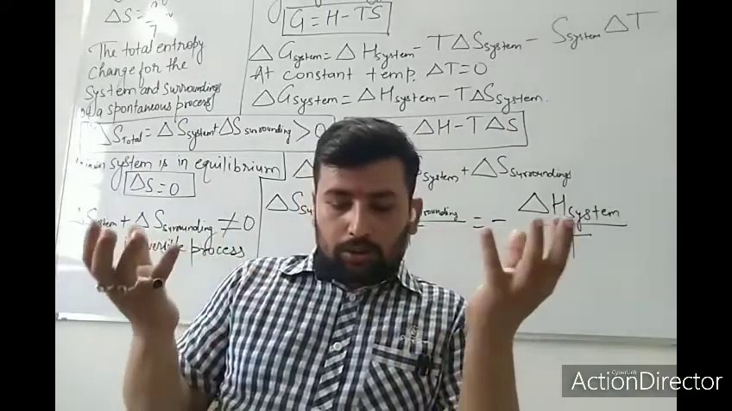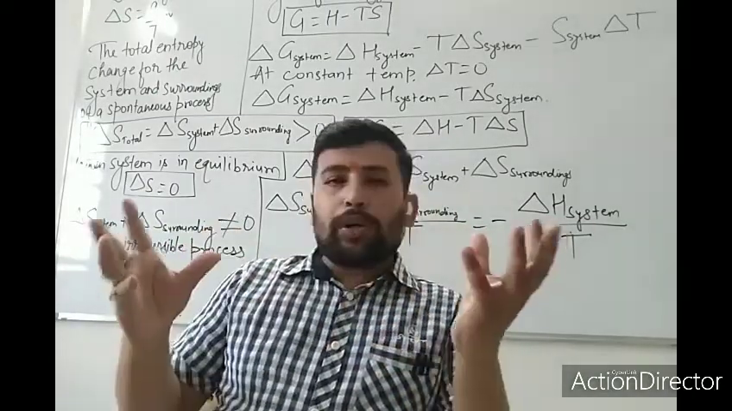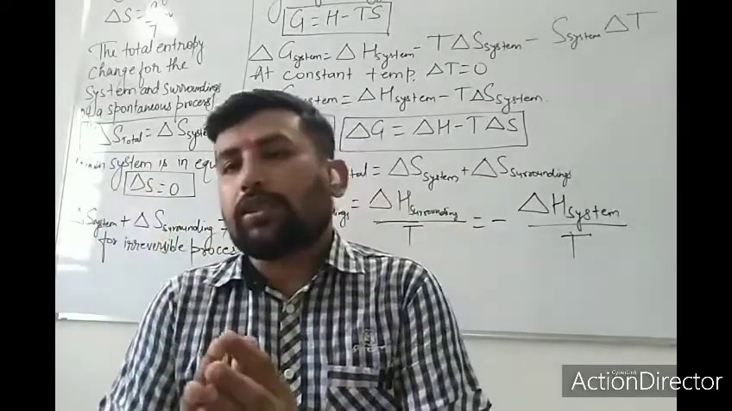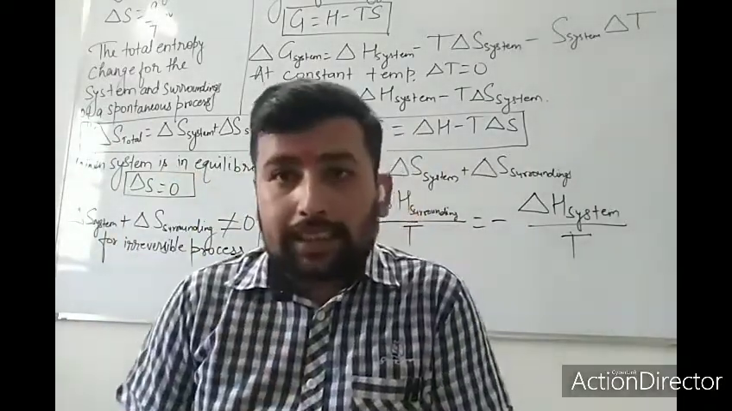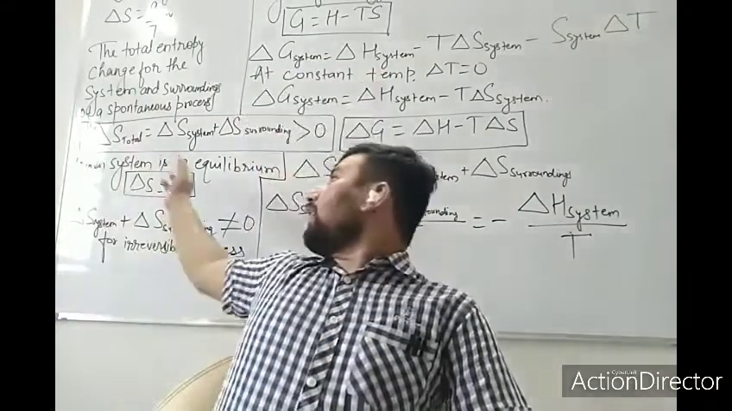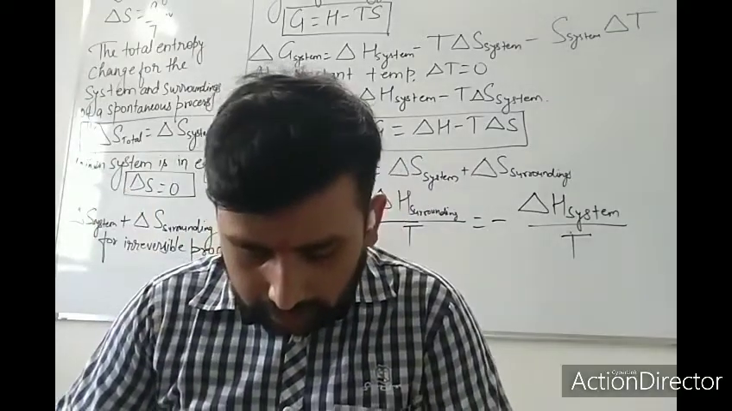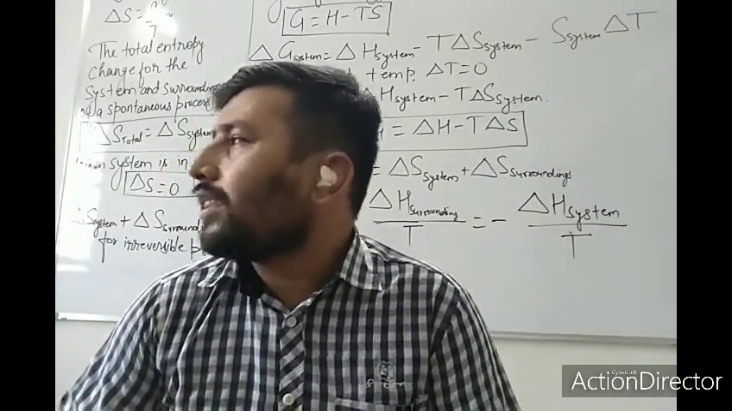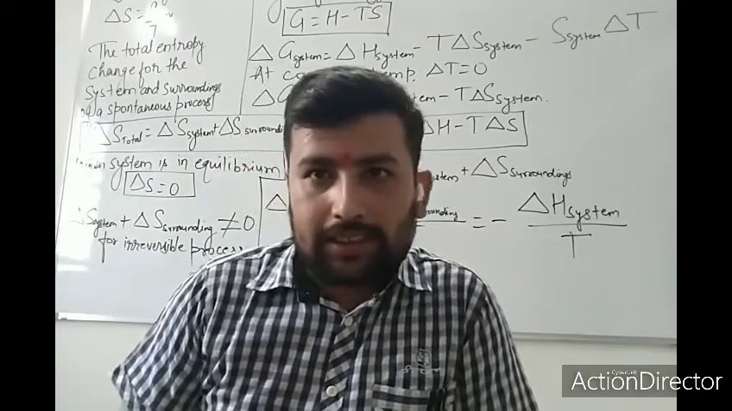So if I talk about the total entropy change, especially in the surrounding and system for the spontaneous process, delta S total will be delta S system plus delta S surrounding. Now, as you can see, when the system is in equilibrium, the question is, how can you say that in this system, when it is in equilibrium, it will increase or decrease?